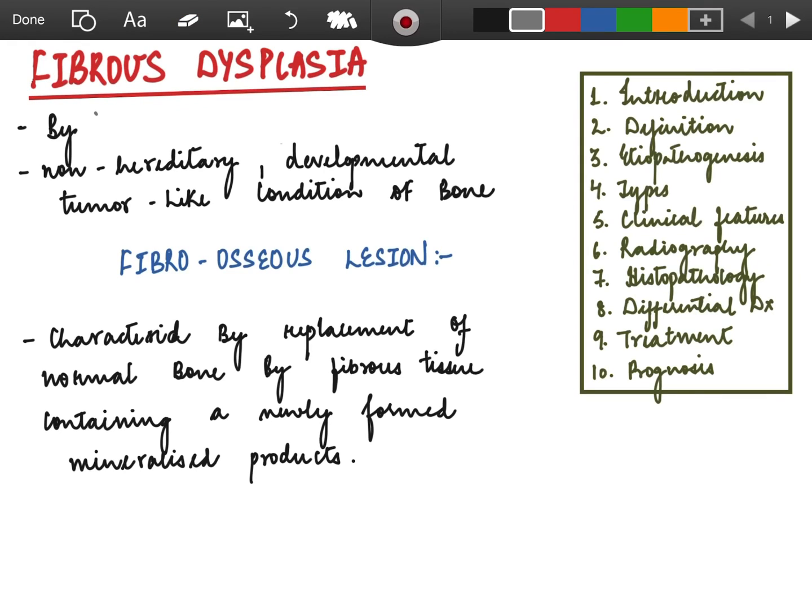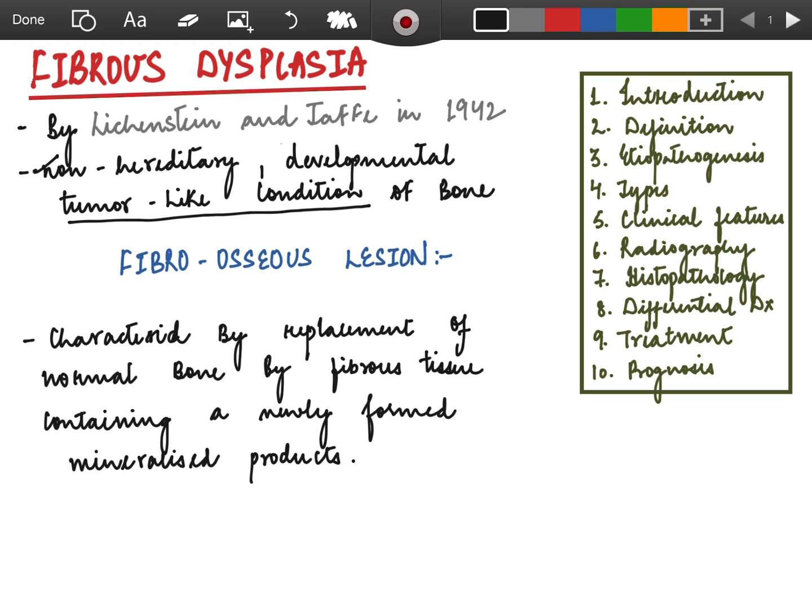So in this lecture we will study fibrous dysplasia, which was first recognized by Lichtenstein and Jaffe in the year 1942. So what is fibrous dysplasia? It is a developmental tumor-like condition of bone. It is a fibro-osseous lesion.